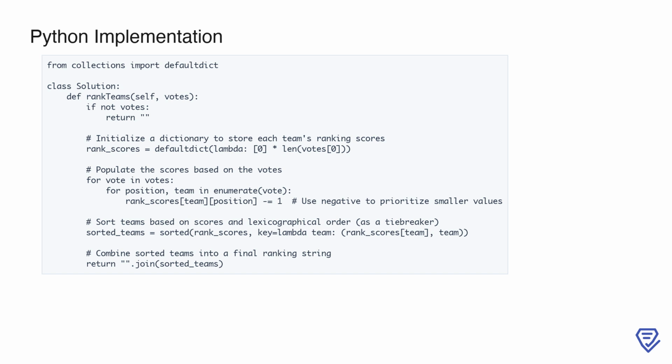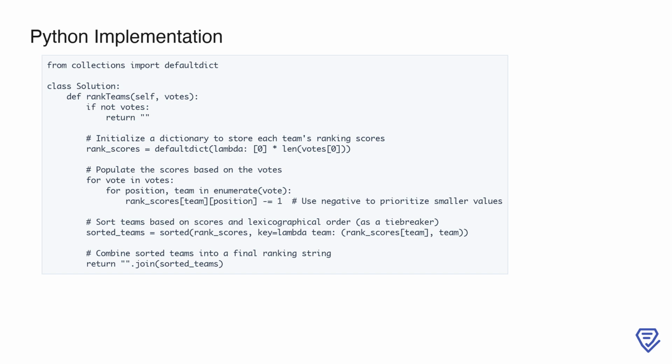The next step is to iterate over the votes. For each vote, we loop through the teams' positions, and for each team, update its score at the corresponding position. By using negative values, subtracting 1, teams with higher preferences, lower positions, are prioritized naturally during sorting. The teams are then sorted using Python's sorted function, which considers 2 criteria, the rank scores, in descending order, due to the earlier negation, and lexicographical order as a tiebreaker.